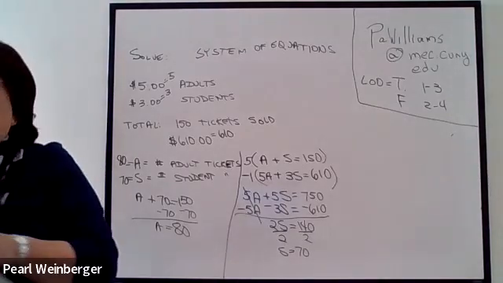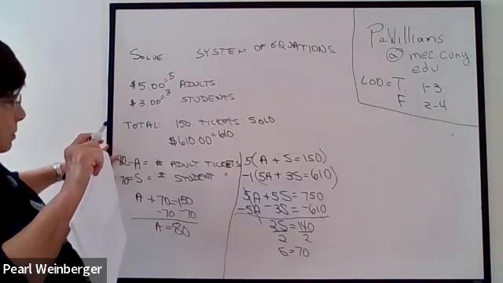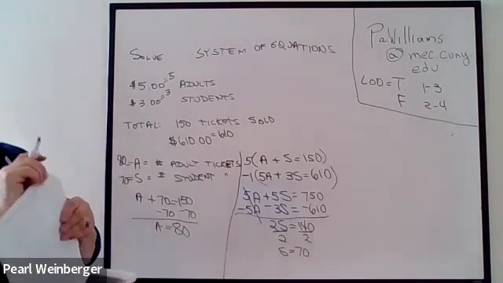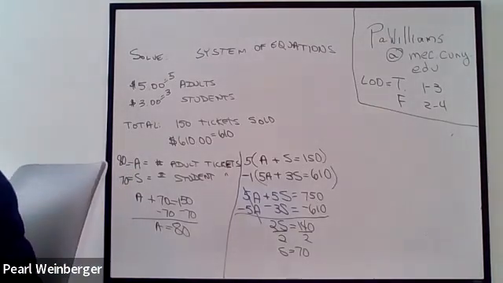Notice you have to make sure to be careful. If one of these numbers would have come out to be a negative, I would have known that that couldn't possibly be a solution, because you can't sell a negative number of tickets.